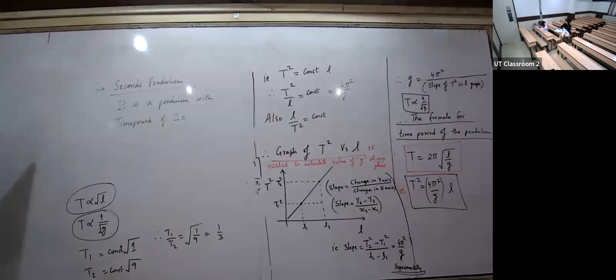What is the time period? Time taken to complete one oscillation. Two oscillations in 5 seconds. So one oscillation is 2.5. 5 by 2.